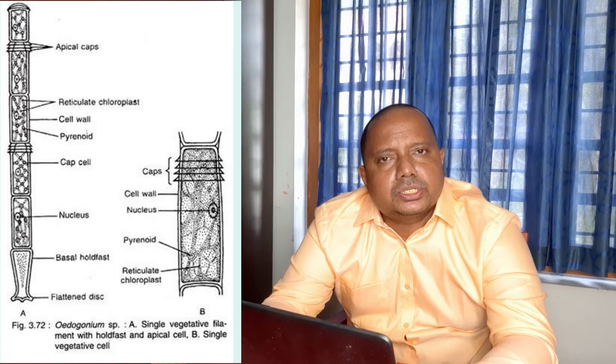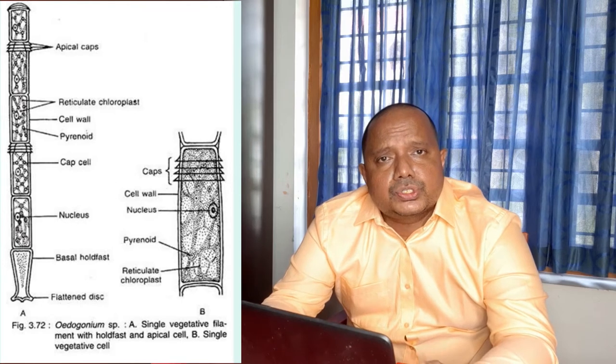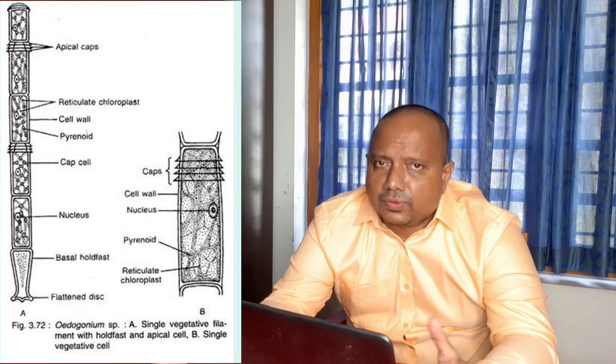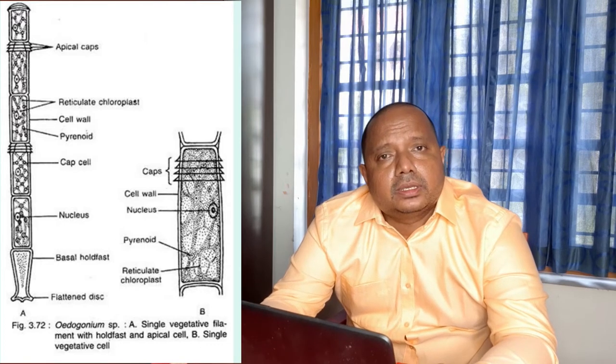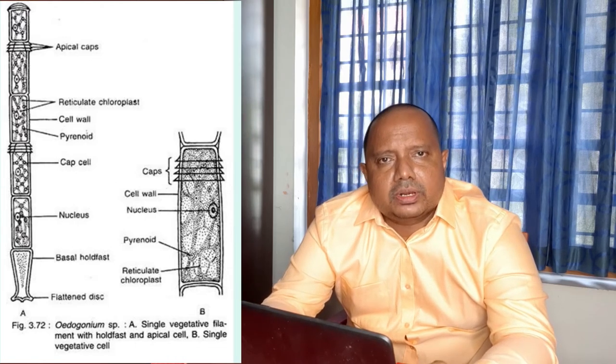Its main function is the fixation of the filament to the substratum. The topmost cell, the apical cell, is more or less rounded in shape. It is not elongated like the middle cells. It is photosynthetic and green in color. The middle cells are the typical cells, which are cylindrical or rectangular in shape.